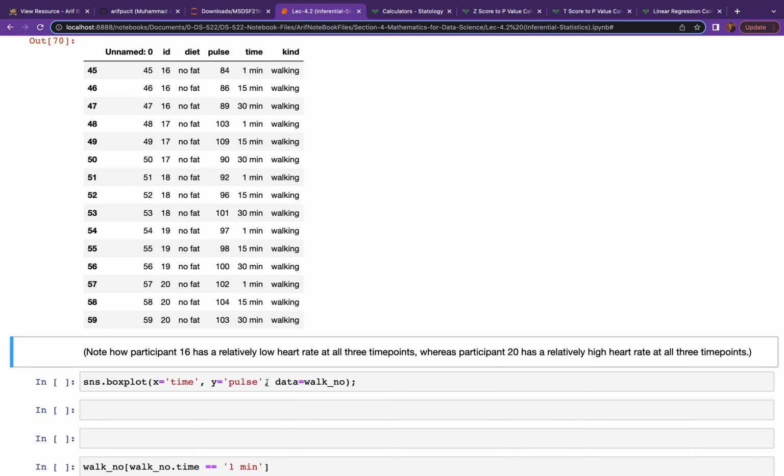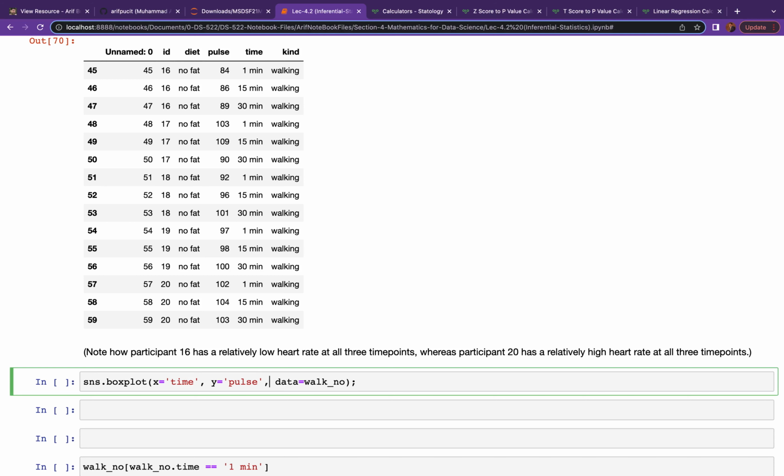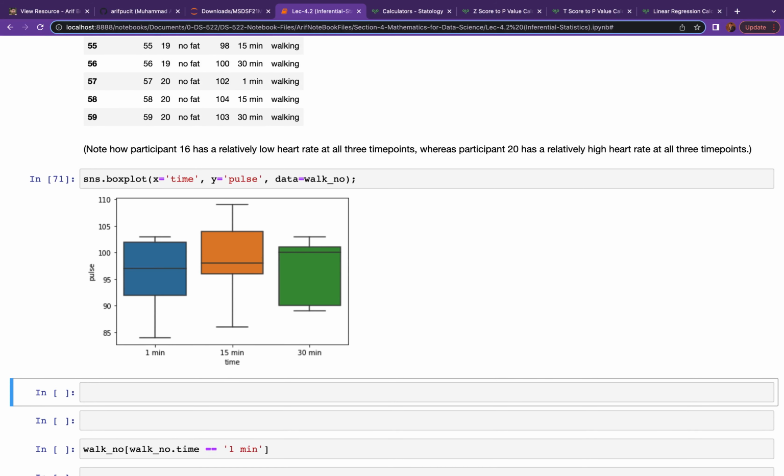Let's see the distribution of this data using a box plot. See, the median pulse rate does go up with time as people walk. So it is natural that as people walk, the pulse rate goes up. And now the question is: is this change of pulse rate that we monitored after 1 and 15 minutes statistically meaningful?